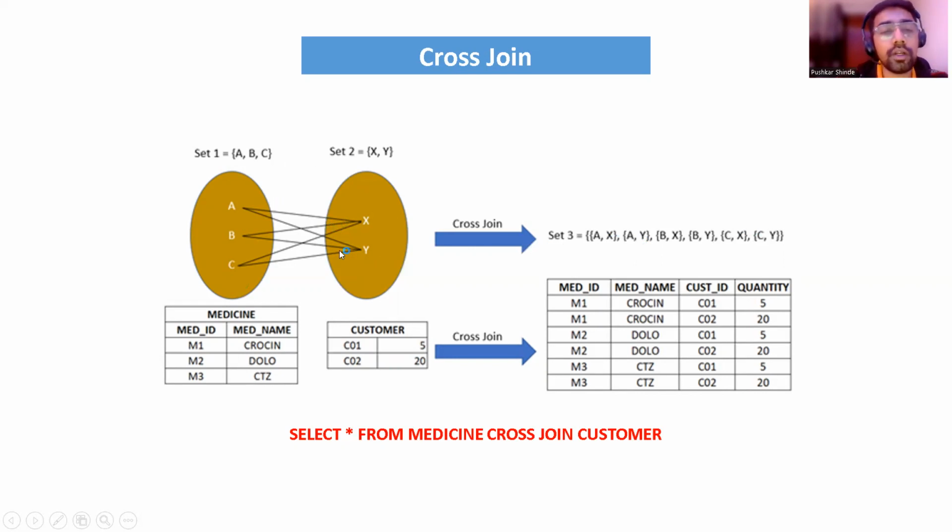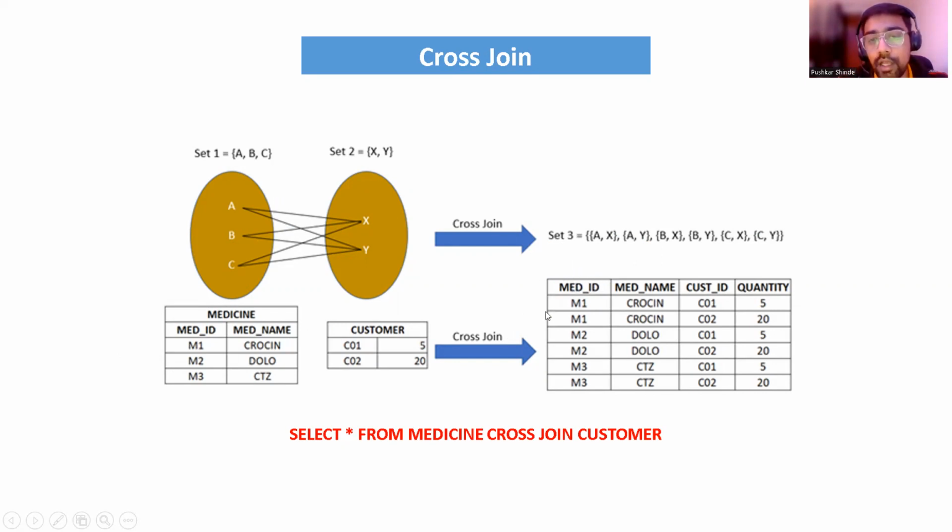To help you understand more about this join, let's see the following table example. Here we have two tables. First table is the medicine table and second table is the customer table. Okay. Medicine table has columns medicine ID and medicine name, whereas customer table has columns customer ID and quantity. Here we are performing a cross join. So here each medicine ID will be mapped with each customer. Okay. So here you can see the resultant of the cross join.